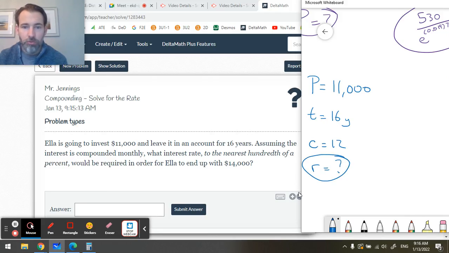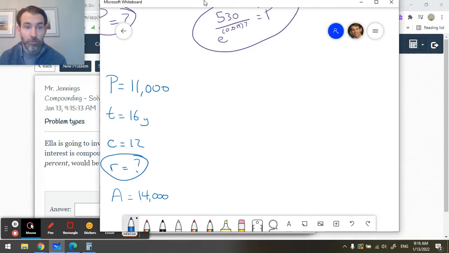What is the interest rate, to the nearest hundredth of a percent, that would be required for Ella to end up with an amount of $1,400? They want a lot of detail here. Use your formulas. Okay, a lot of great algebra workout today using your formulas.